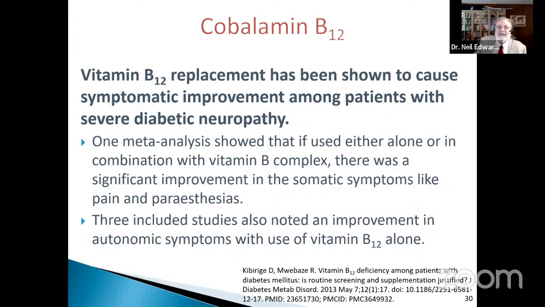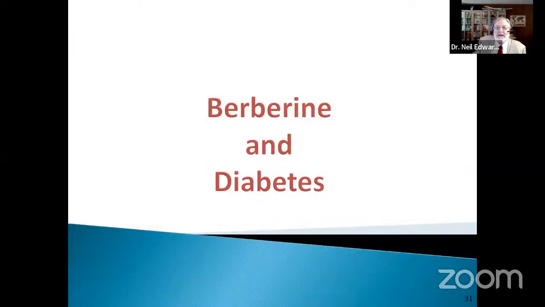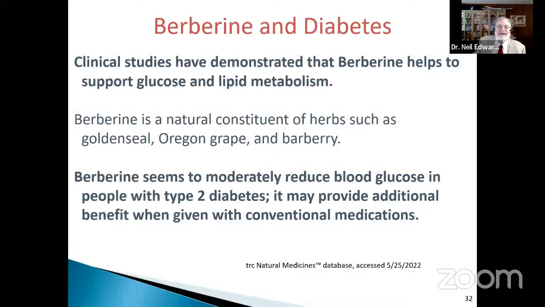Vitamin B12 replacement helps with symptomatic improvement with neuropathies, with or without a B complex supplement. And there is an improvement with B12 alone, though. Now, berberine is an interesting material. It helps with glucose and lipid metabolism. It is found naturally in herbs: goldenseal, Oregon grape root, barberry.